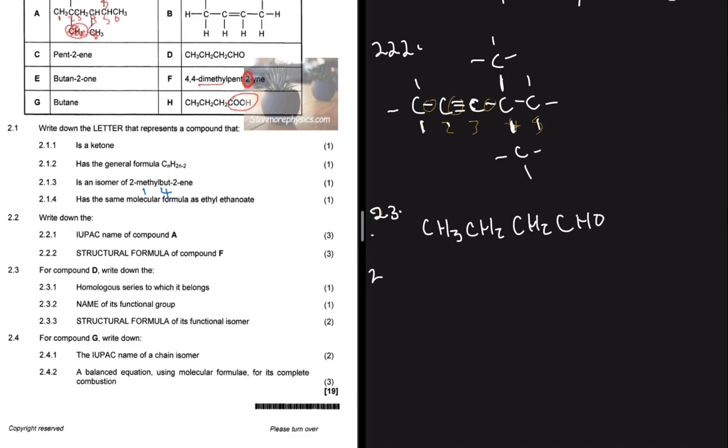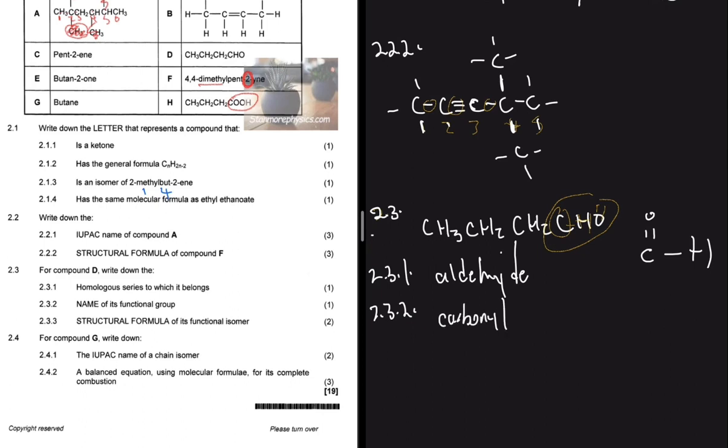And then 2.3.1, why are we saying compound D is an aldehyde? Let's start there first. Because this carbon here is bonded to this oxygen, and then it's bonded to this hydrogen. And that's essentially the functional group of an aldehyde. It's something like a carbon, then double bond with an oxygen, and then we have a hydrogen here. And that's exactly what we have for compound D. And then the homologous series it belongs to, that's aldehyde, like we've been saying, aldehyde.